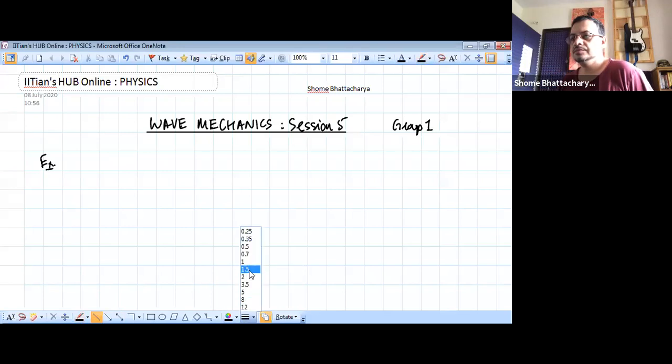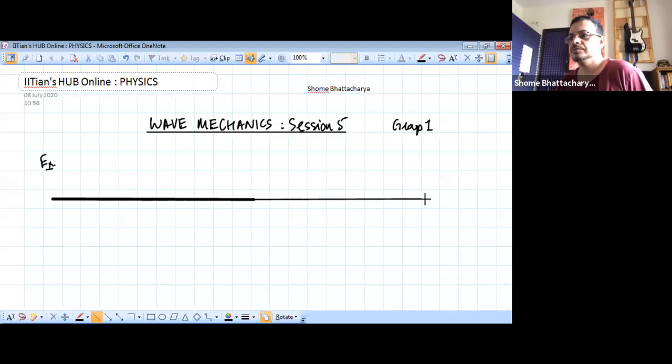So you can assume in this example that there is, let us say, a heavy gauge string like this, and then on the other side of it there is a light gauge string. Now it is given that if a wave is propagating at a speed v1 in this, the transmitted wave is propagating at v2 in this. It is given that v2 is double of v1, right?